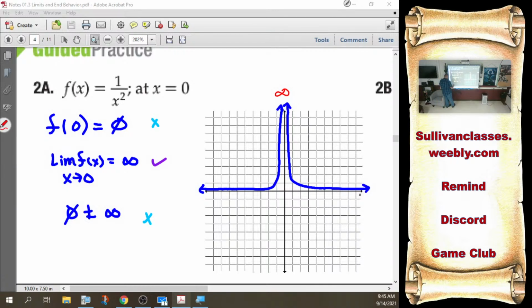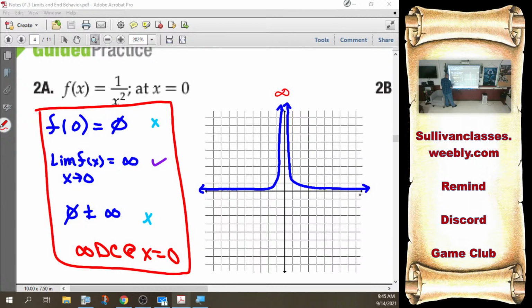So I will say, what type of discontinuity? Infinite discontinuity at x equals 0. Okay? This is it. I don't need a whole dissertation for your proof. The test does not need to have a bunch of tables. Just put this. That's all I need. Okay?